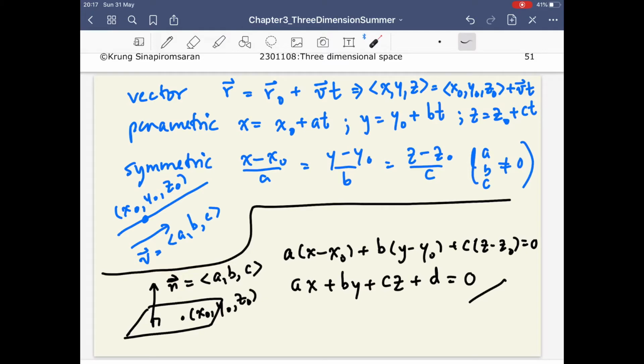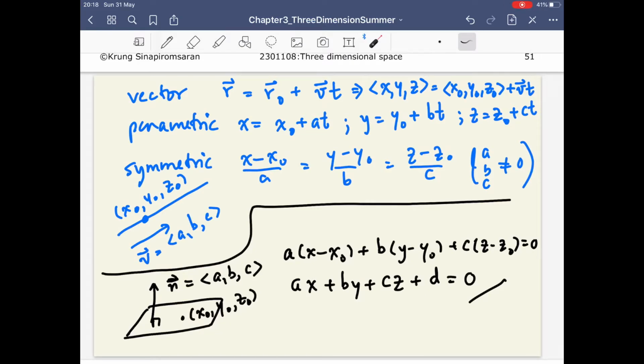Or the symmetric form, which you get by solving for t in each of the parametric equations. So you get (x minus x0) over a, (y minus y0) over b, and (z minus z0) over c. And you can write it this way whenever a, b, and c are not 0. This is the equation of the line.